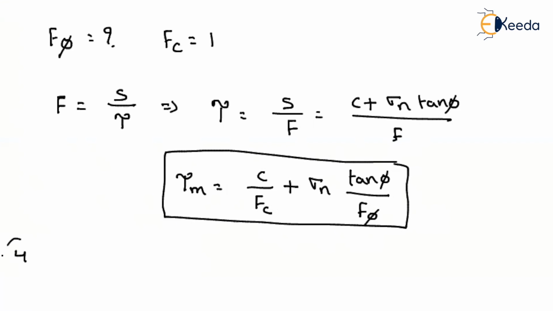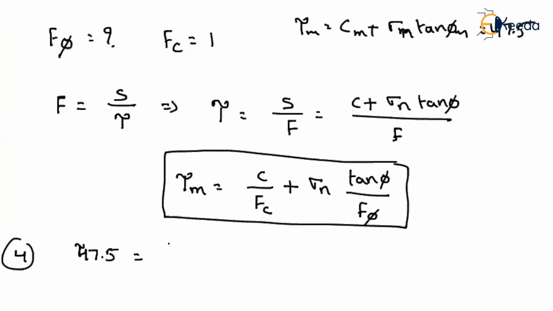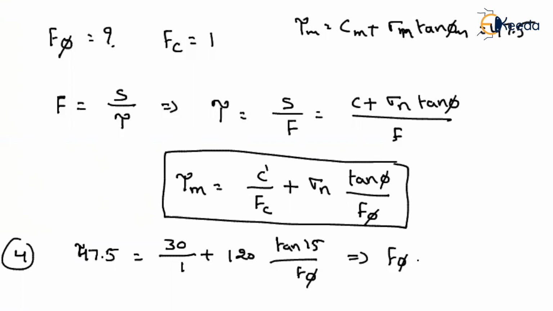So in the fourth one, what do we have to find? If Fc is equal to 1, what is F phi? What is tau m? Tau m is nothing but the already mobilized value, Cm plus sigma n into tan phi m. If you solve this, you will get around 47.5. So 47.5 will be equal to the C dash value, which is given as 30, divided by factor of safety with respect to cohesion, 1, plus normal stress, given as 120, into tan phi dash, that is tan 15, divided by F phi. If you solve this, you will get the factor of safety with respect to friction as 1.84.